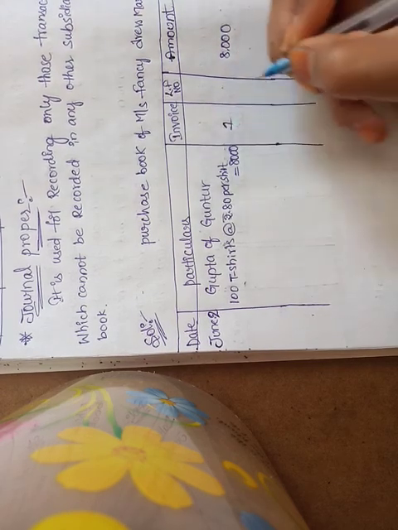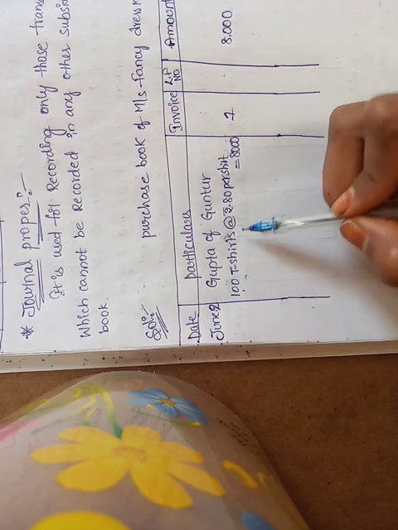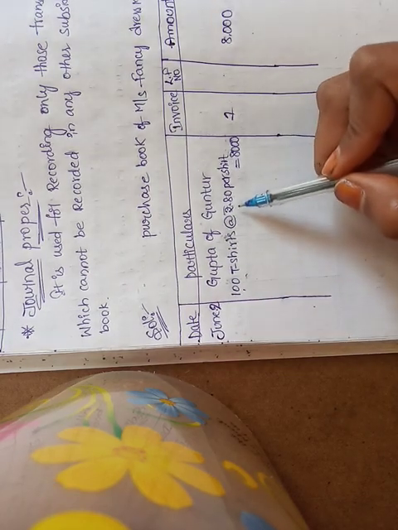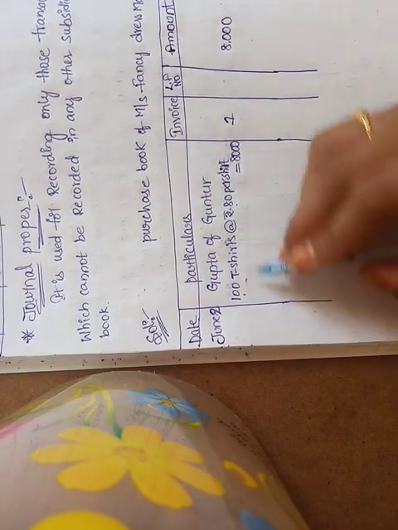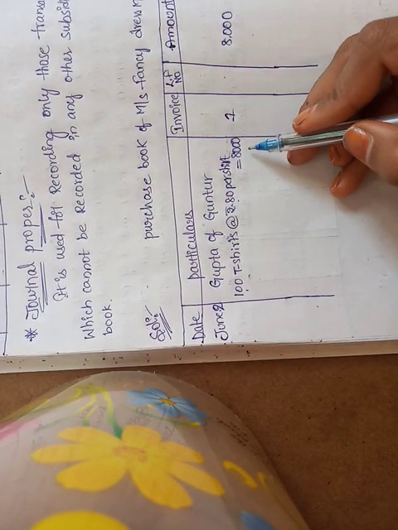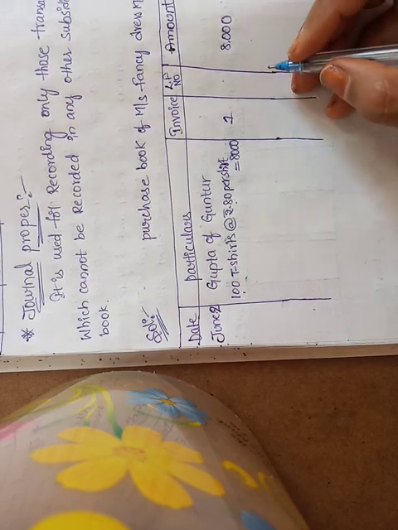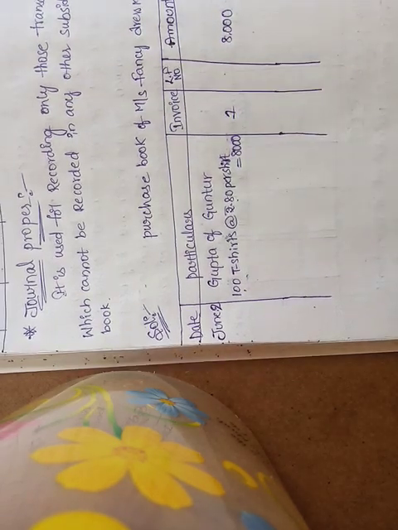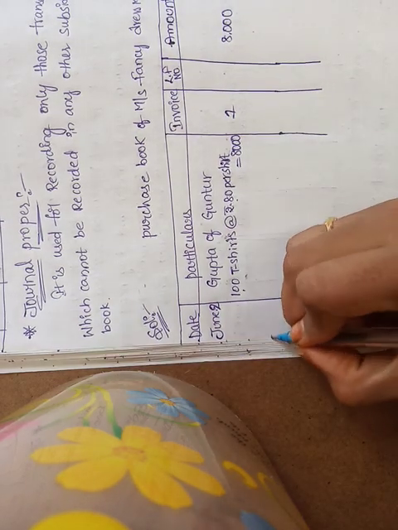So invoice number is 1. Leave that ledger folio column. Okay, 100 t-shirts. How much is the price of one t-shirt? 80 rupees per shirt. 100 into 80, that is 8,000, the first invoice amount. Next is 4th June, that will not come here, that will become a sales book entry.